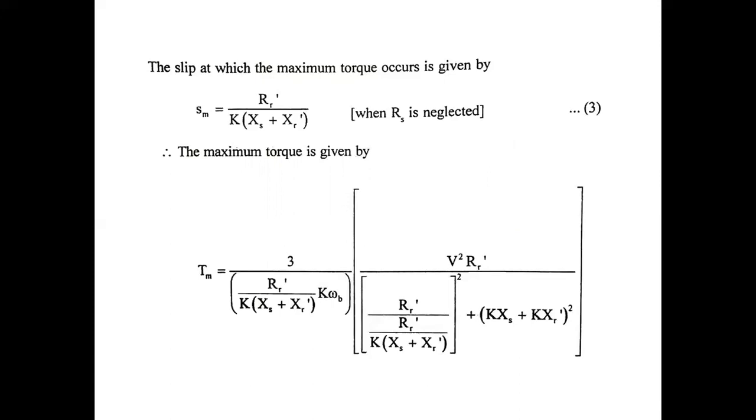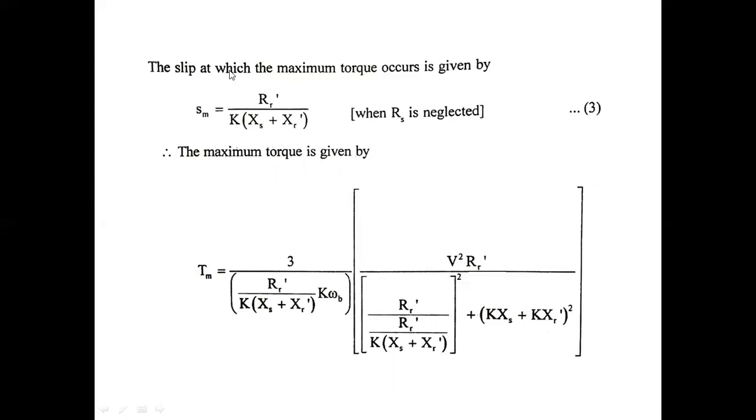Now I can write one more expression: the slip at which maximum torque occurs. You know the formula, Sm equals Rr dash divided by the square root of Rs square plus Xs plus Xr dash whole square. I modify the Sm value because I neglected Rs, so Rs square is zero. Under the square root of Xs plus Xr dash whole square, the root cancels, and what we have is Rr dash divided by Xs plus Xr dash.